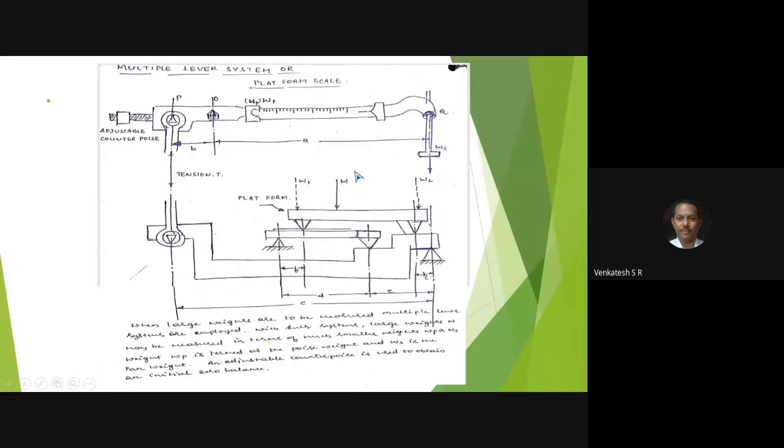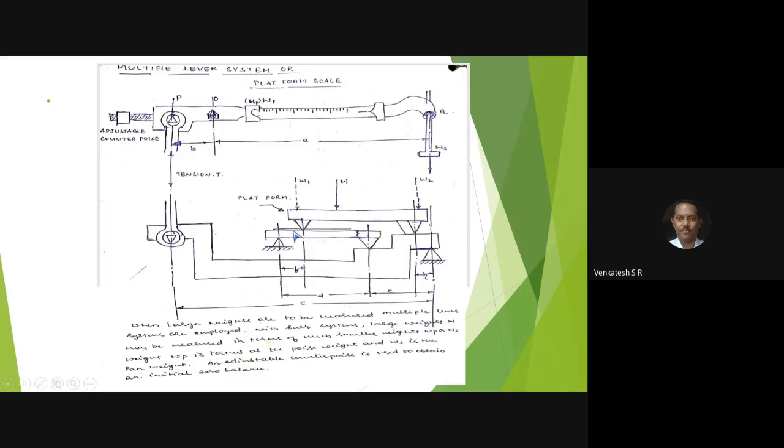I will tell you the principle of operation. This end is connected to the other end where it is hinged. On this, there will be one more lever which is hinged at one point. The other end is placed on the large lever.